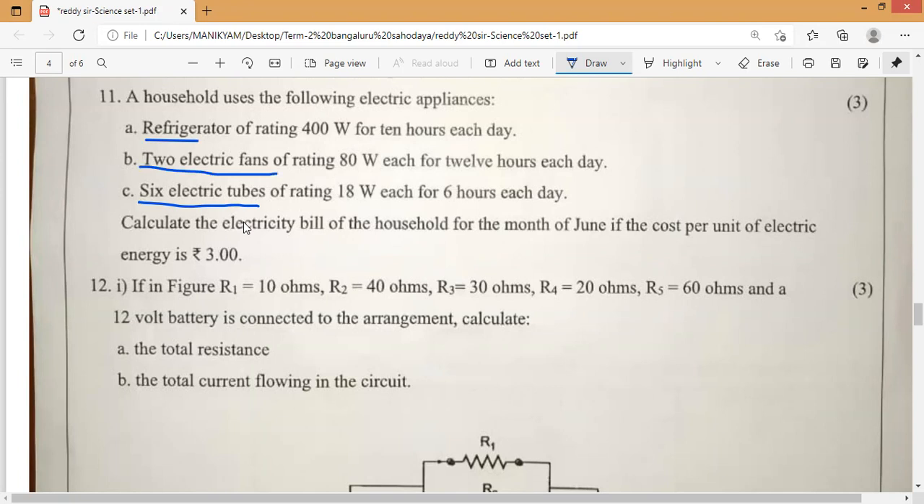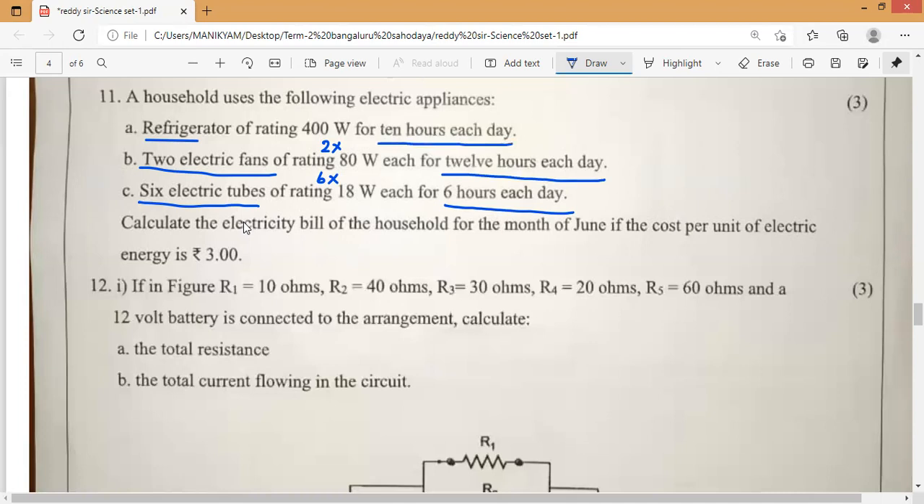Two electric fans means each one is rated 80 watt. So two means what? 2 into 80 it will be. Six electric tubes means each one is rated 18 watt, so 6 into 18 will come, and it is running 6 hours each day. It is 12 hours each day. It is 10 hours each day.